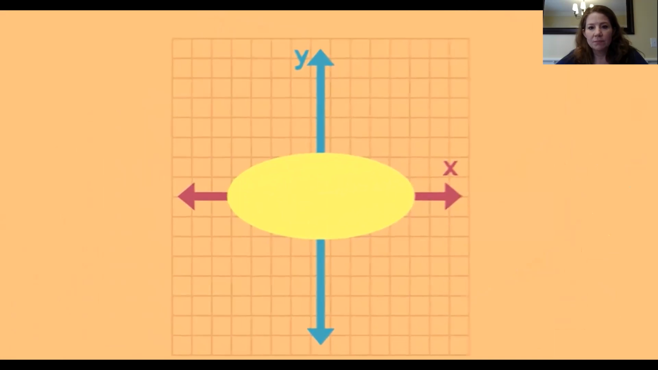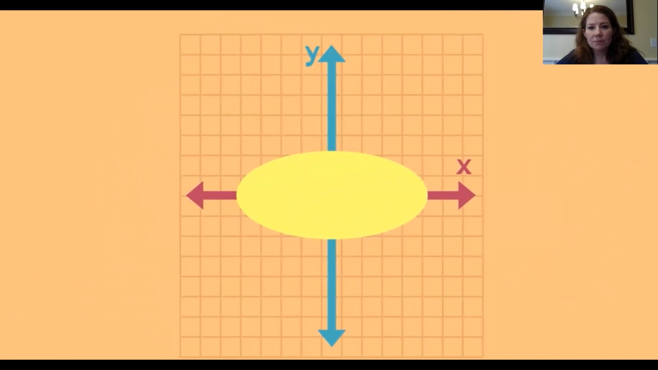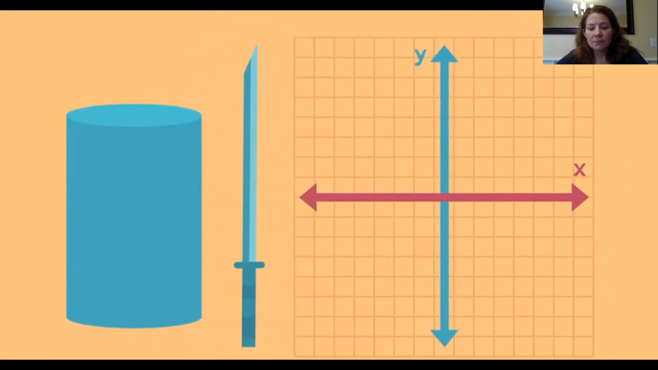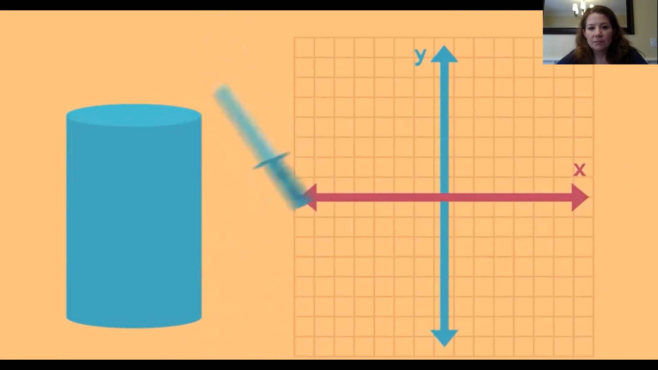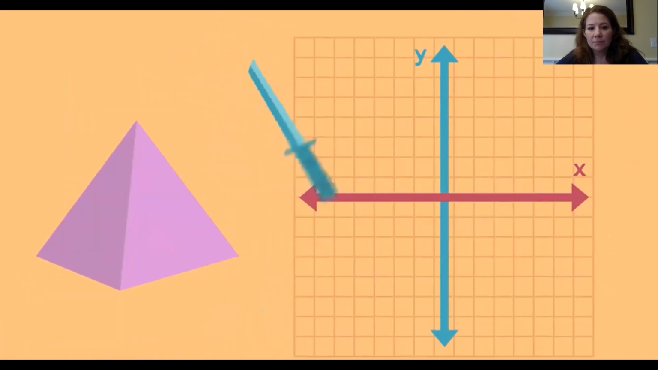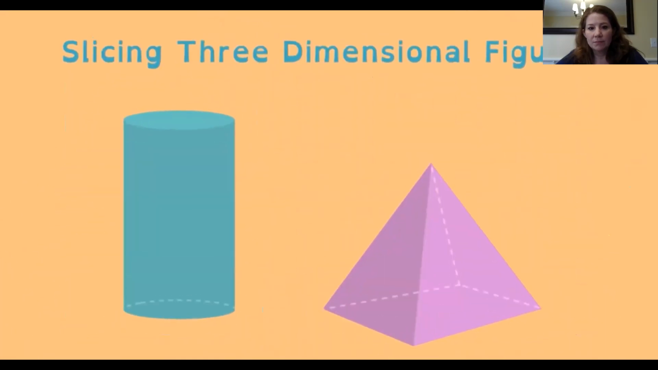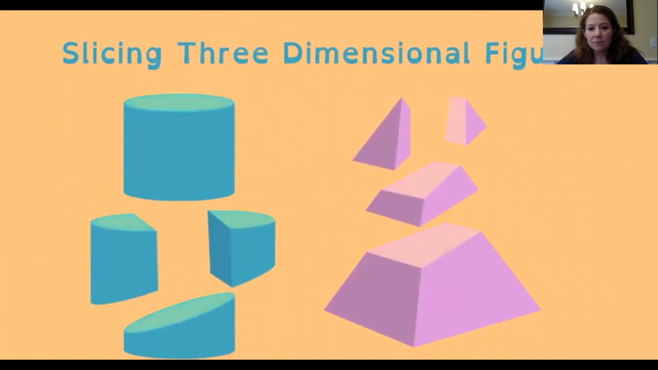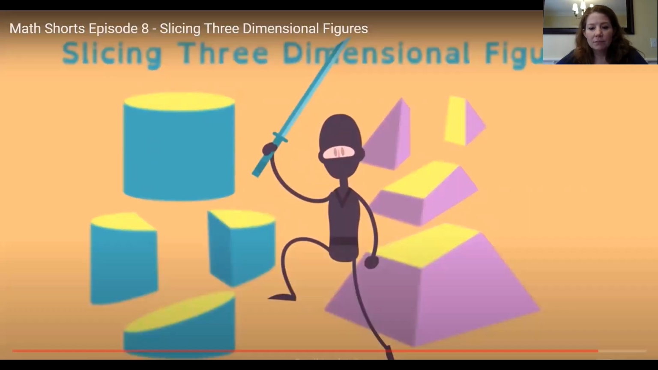So orient the cross-section on the geometric plane. Slicing diagonally can produce different shapes, such as an ellipse or a trapezoid. Understanding the two-dimensional shapes that result from slicing solid, three-dimensional figures is important for geometry and ninjas.